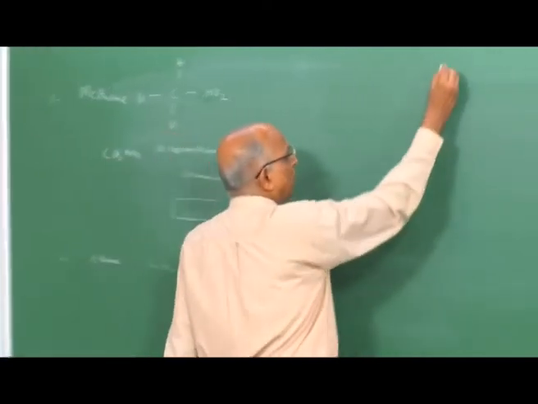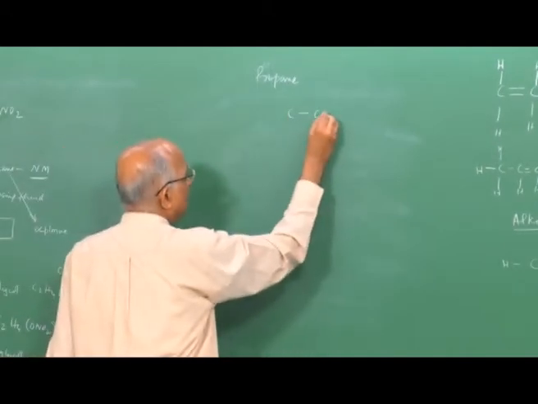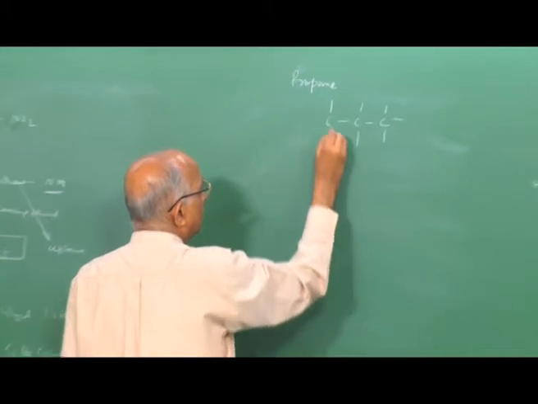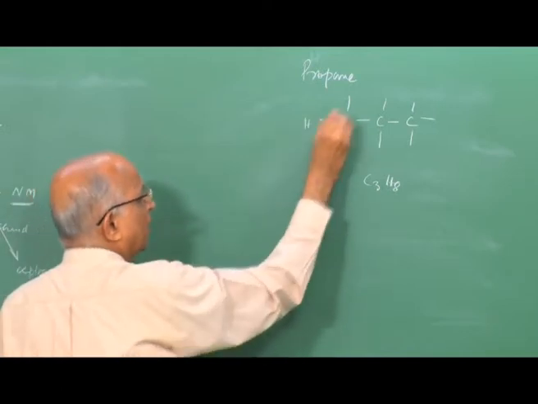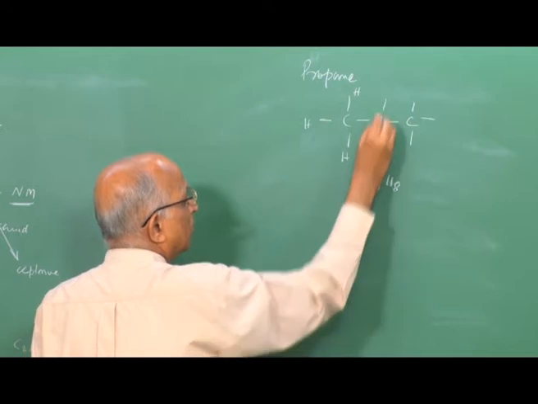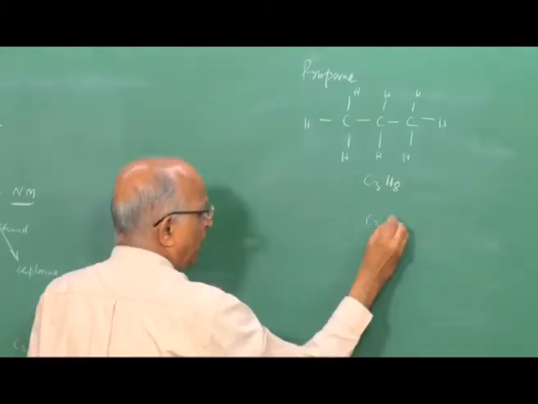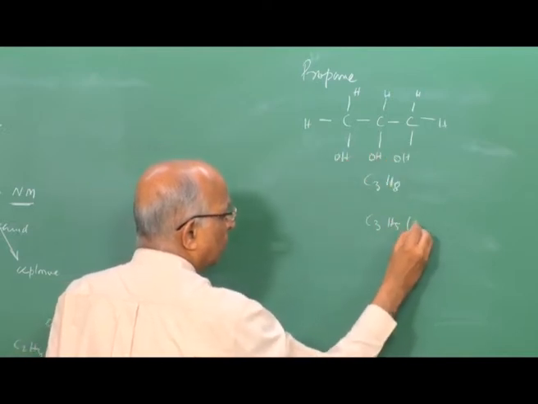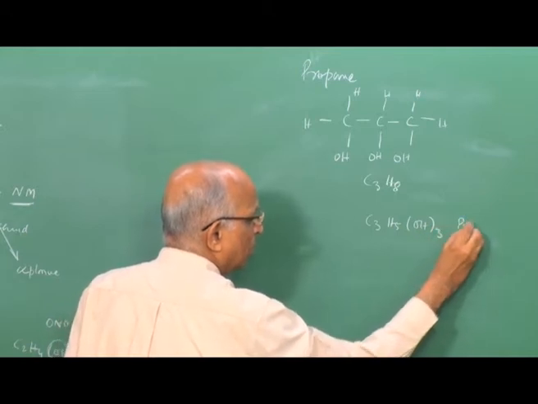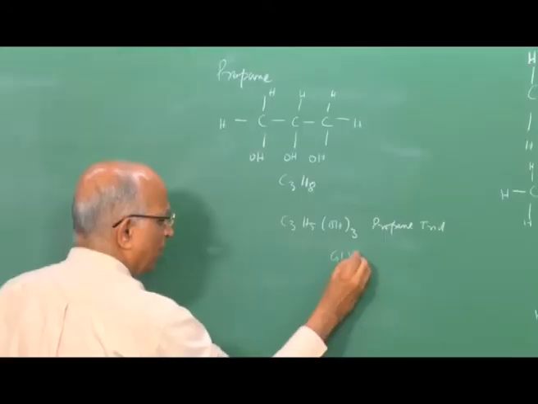Let us take an example. Let us take propane. It is also an alkane, a saturated hydrocarbon, C3H8. When you have propane like this, you could hydrolyze it, and you could have something like C3H5(OH)3. I take 3 of the H atoms substituted by OH groups, and I form something known as propane triol. And this propane triol is what is known as glycerin.